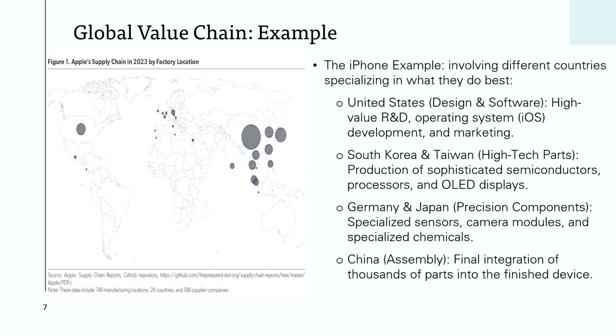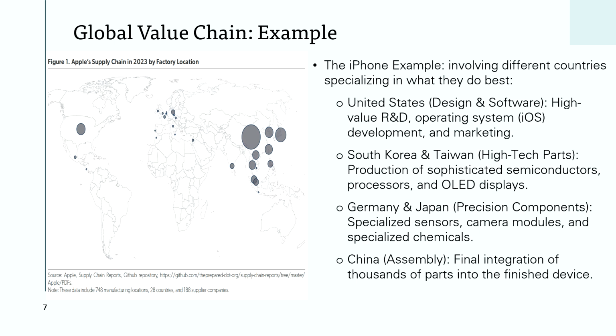The iPhone is one of the most famous examples of a global value chain. Each country contributes what it does best. In the United States, companies focus on high-value tasks such as product design, research and development, software engineering, and marketing. South Korea and Taiwan provide cutting-edge components such as advanced processors, semiconductors, and OLED displays.